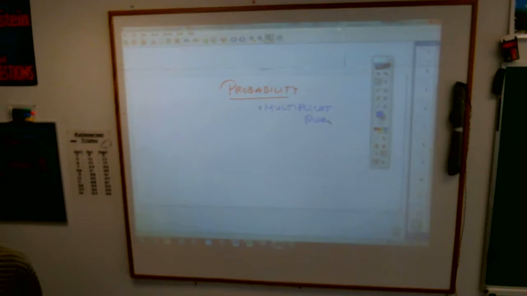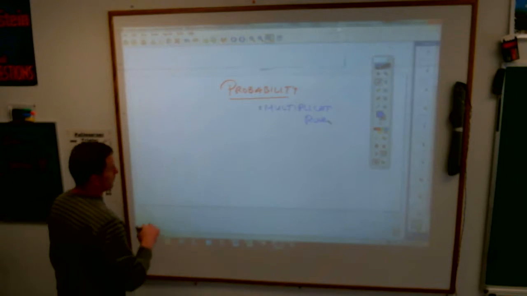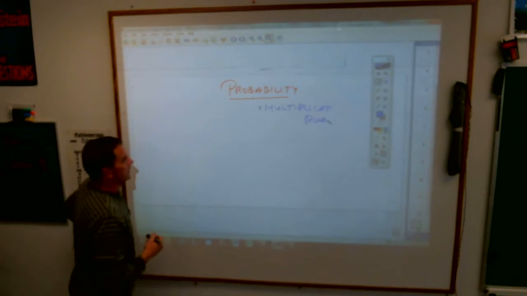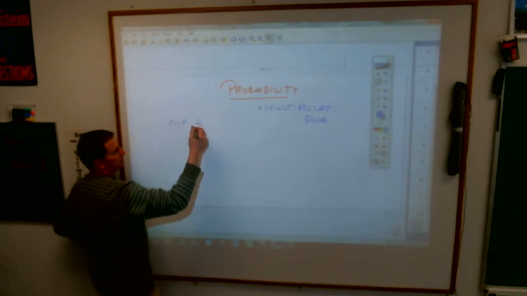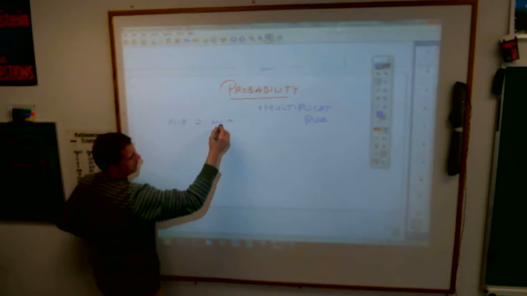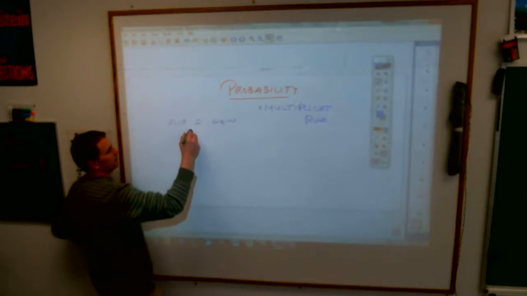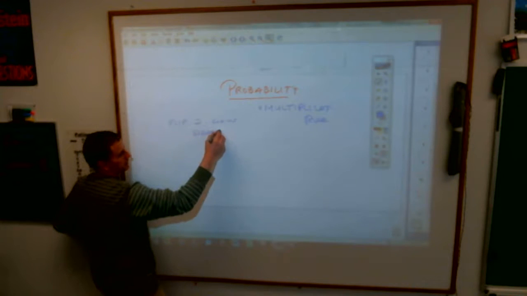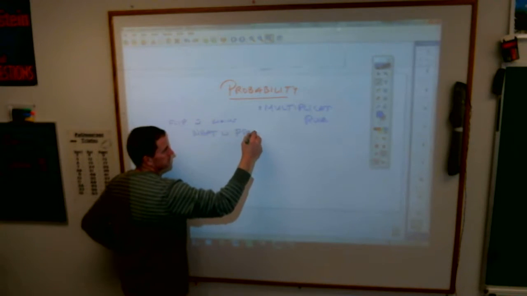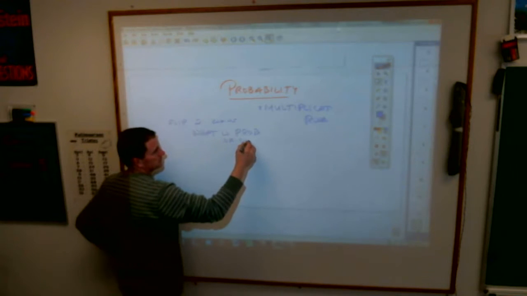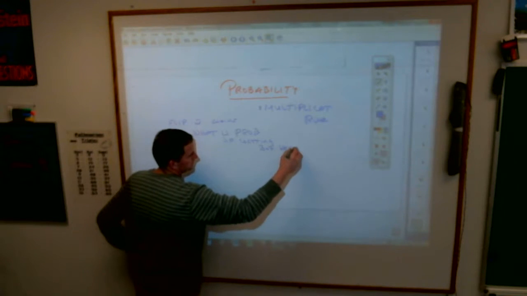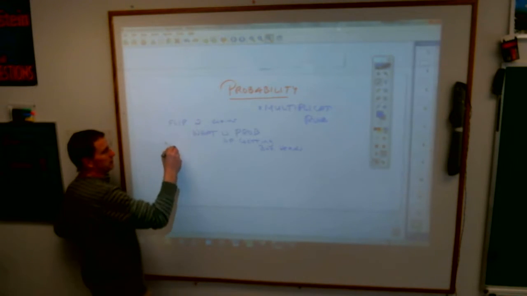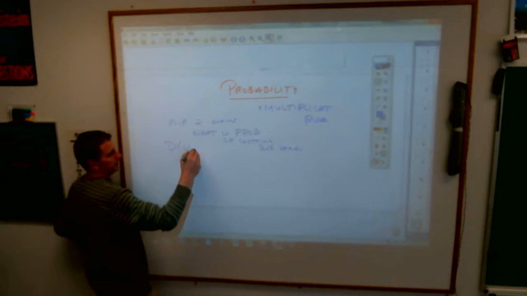And why they call it the multiplication rule is because of this. Let's take a look here. We'll do this out and then we'll talk about it. Let's say you flip 2 coins, or we'll flip 1 coin twice, it doesn't matter. What is the probability of getting both heads? In other words, in math, we'd write it like this: probability of, parenthesis, a head and then a head.